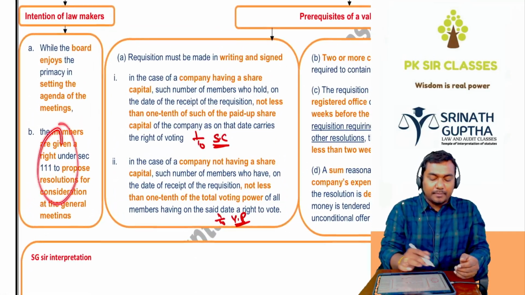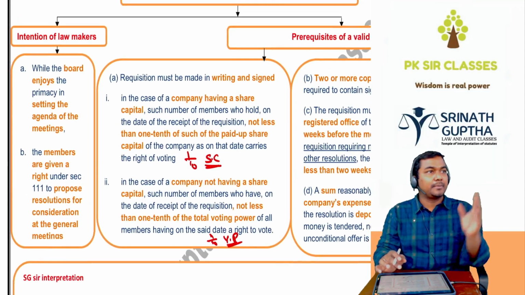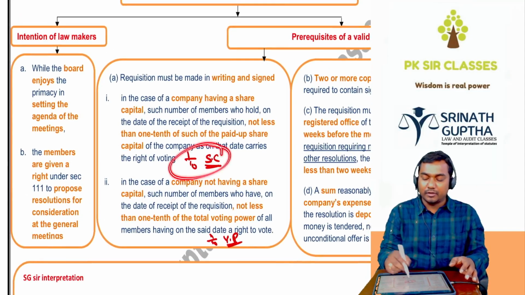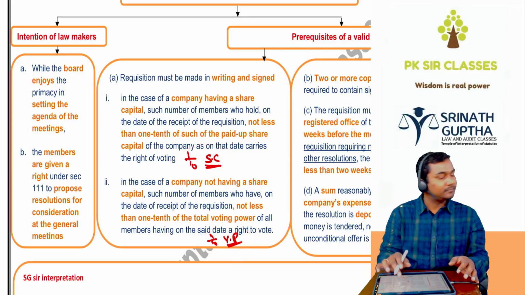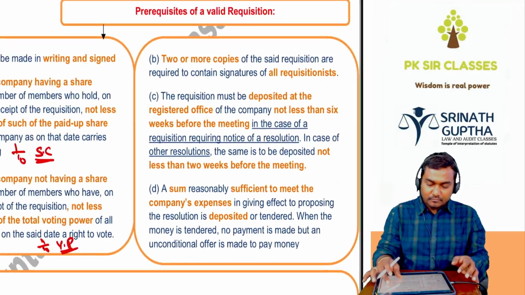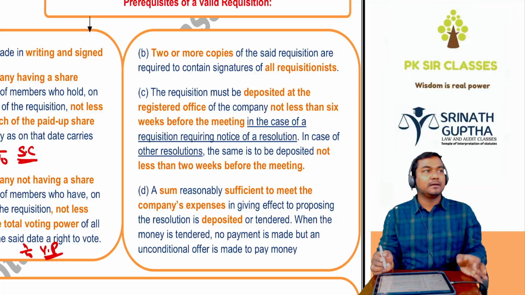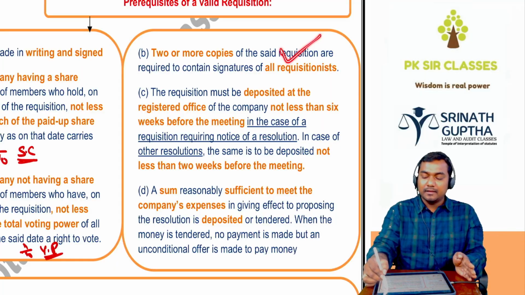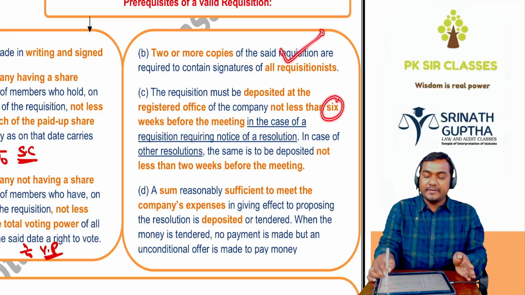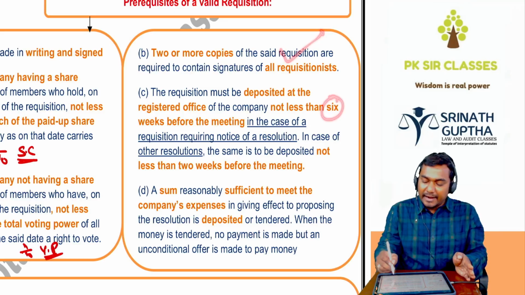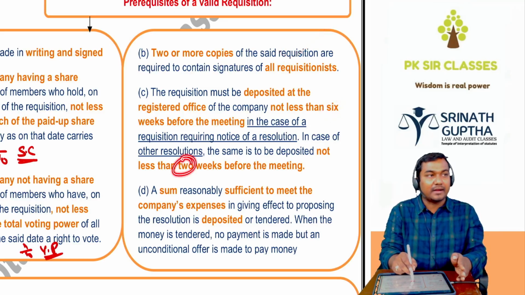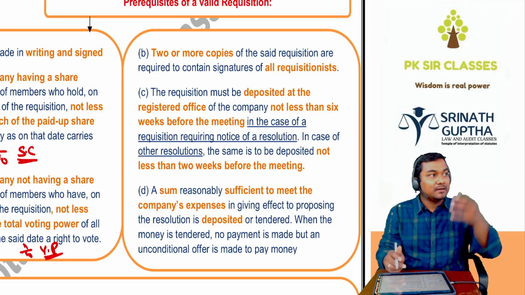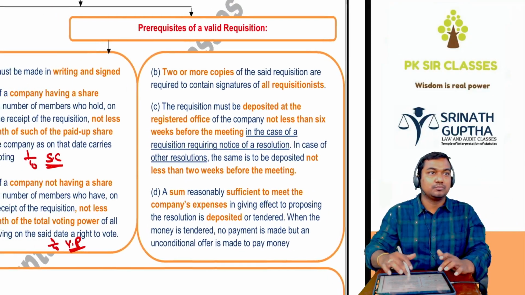So a member has the right to propose the agenda of the meeting if she has 1/10 of the voting power or 1/10 of the share capital. And Pranika has deposited 2 or more copies with the company. When should we deposit? 6 weeks before the meeting if notice is required, and 2 weeks before the meeting if notice is not required, and Pranika has to keep the circulation expenses with the company also. Yes or no, sir?